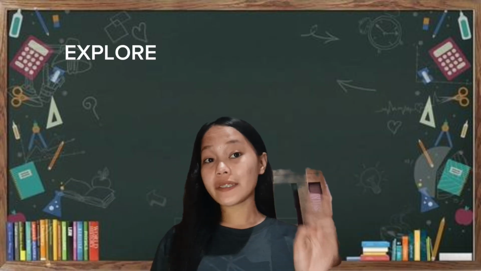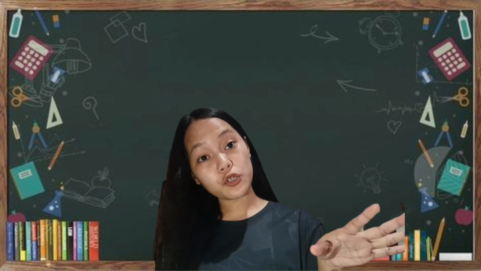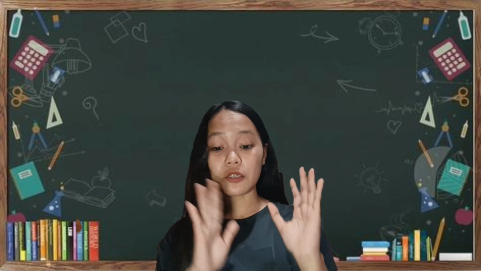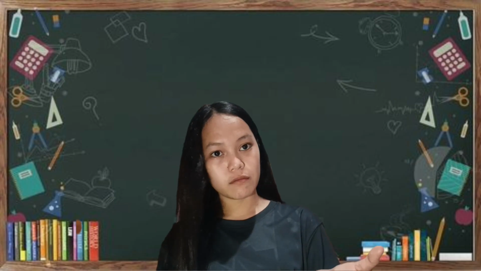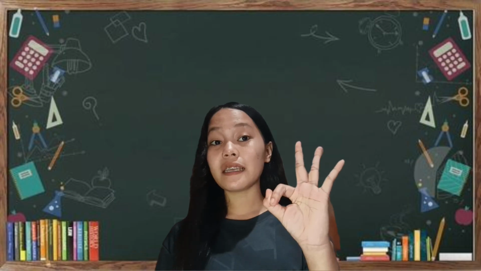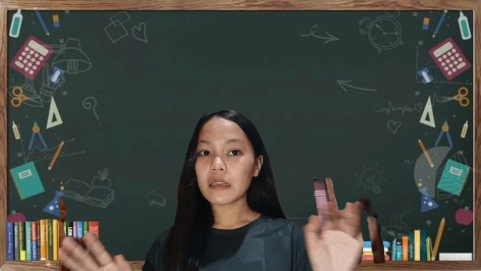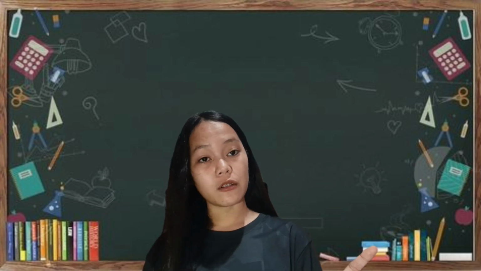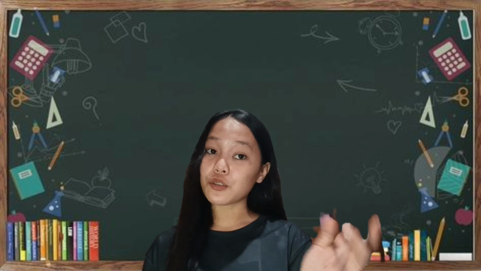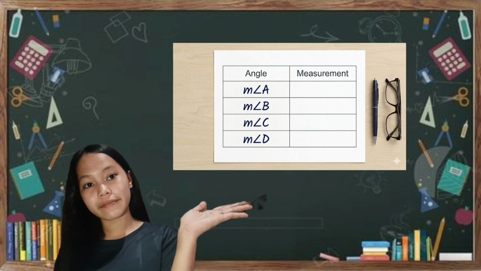Let's proceed to our second activity. It is called Measuring Intersection. Now you will draw two intersecting straight lines on a paper, making an X figure. Okay? And then label the angles A, B, C, and D in clockwise order. Now, measure all four angles using a protractor and record the measurements using a table. Like this. This is an example of a table.